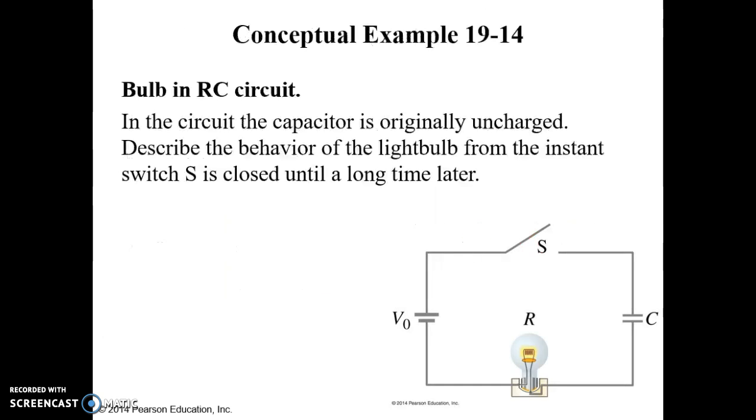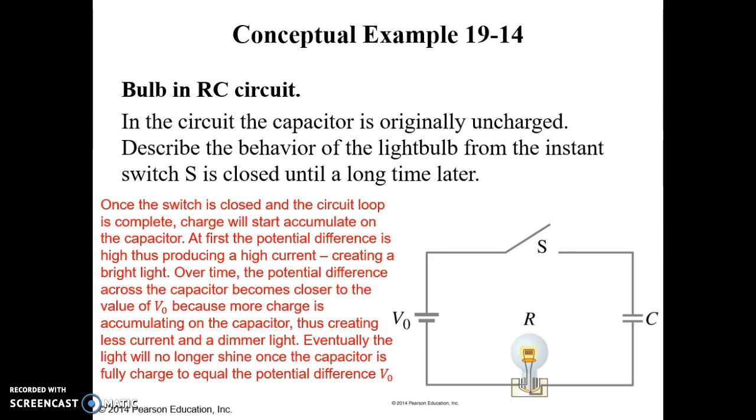Alright, so let's say in a circuit the capacitor is originally uncharged. We want to describe the behavior of the light bulb from the instant the switch S is closed until a long time later. Well, once the switch is closed, the circuit loop is complete. Charge will start accumulating on the capacitor.